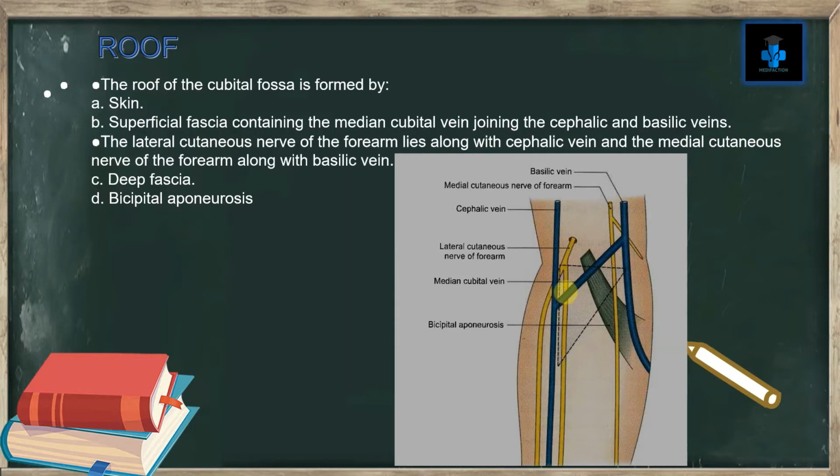The lateral cutaneous nerve of forearm lies along with cephalic vein and the medial cutaneous nerve of forearm along with basilic vein. So this is the lateral cutaneous nerve of forearm along with the cephalic vein, and as I told, the medial cutaneous nerve of forearm right here along with the basilic vein. Also we can appreciate the deep fascia and bicipital aponeurosis. This right here is the aponeurosis which is marked like a web.